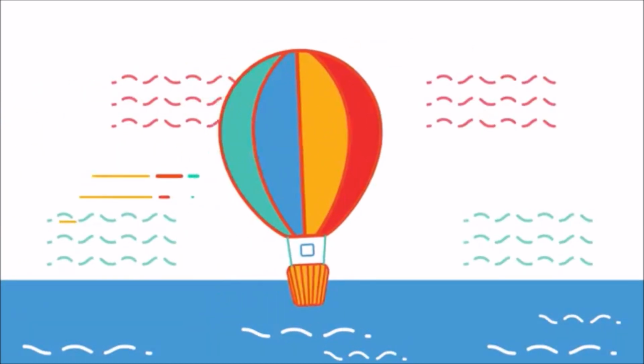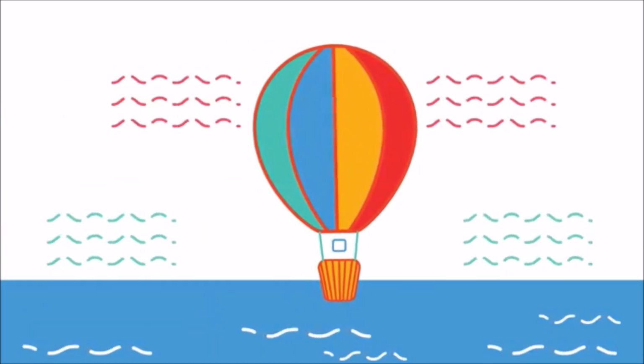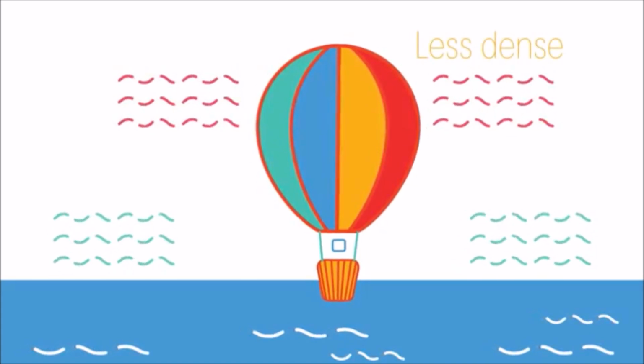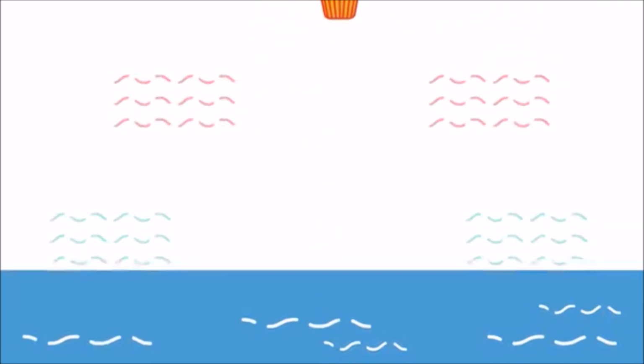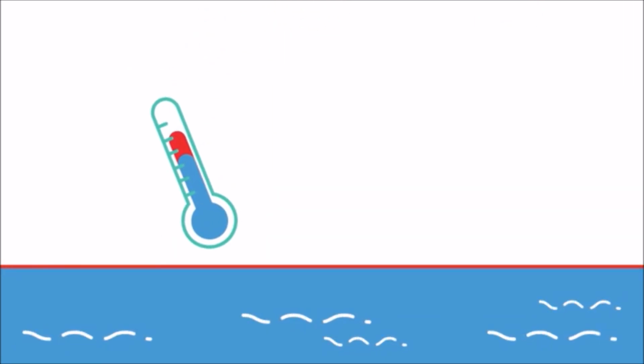This relationship between temperature and density explains how hot air balloons work. Hot air is less dense than normal air, which means hot air balloons rise. Hot water is also less dense than cold water, so the top of the ocean is warmer than the bottom.